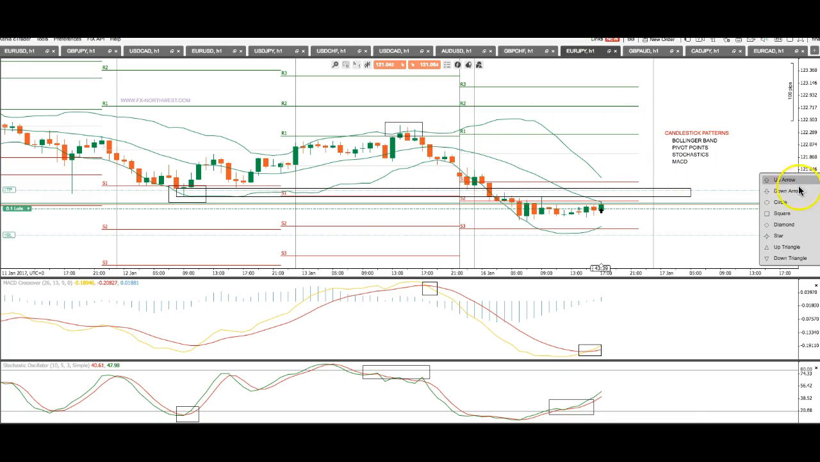Here's a bearish engulfing candle at an overbought condition at R1. It's also around the upper Bollinger Band. Stochastics indicator is overbought. So that is a high probability trade setup.